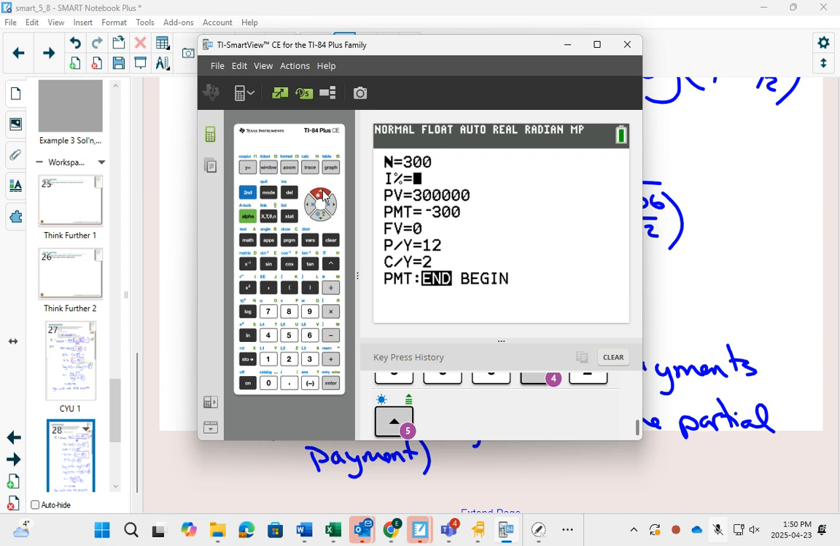So, what we're going to start off right now is we're going to find out if you did a 25-year mortgage and it was $300,000, how much would you have to pay a month? It's not going to be $300. You're going to hit the alpha and the solve button.